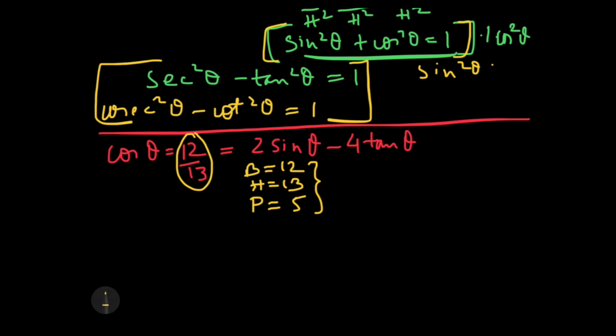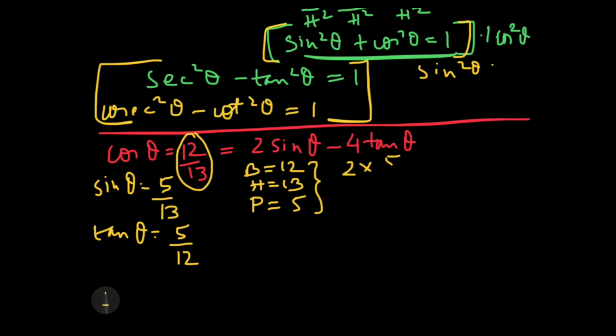Now that I have 5, will it be easy for me to find the value of sine theta? It will be super easy, because sine theta is perpendicular by hypotenuse, that is 5 by 13. It's equally easy to calculate tan theta, because that is perpendicular by base, that is 5 by 12. Now I just need to apply it in my given formula. So 2 multiplied by 5 by 13 minus 4 multiplied by 5 by 12.